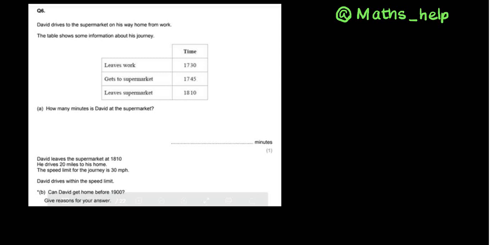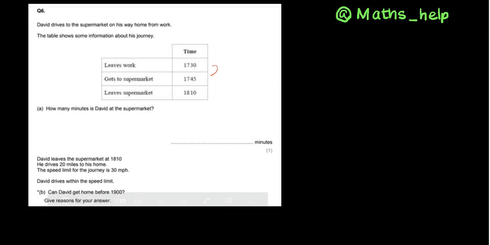He leaves work at 5:30, 17:30, and then gets to the supermarket at 17:45. So just from there to there, the journey took him 15 minutes. And then from the supermarket, he leaves at 10 past 6. So he was in the supermarket for about 25 minutes.